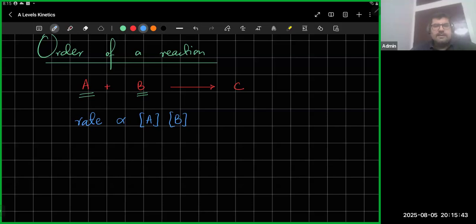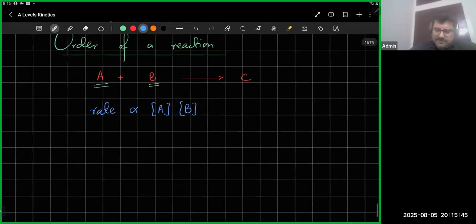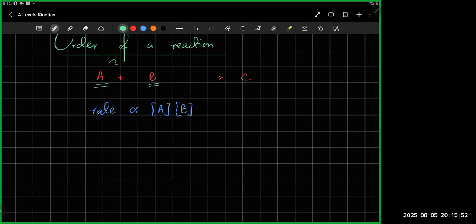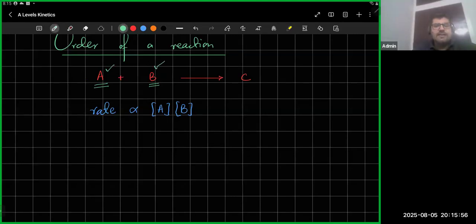Is this clear so far to everyone? Yes, sir. So the rate depends on A and B. If you increase A, the rate increases; if you increase B, the rate increases. So it depends on A and B. So this is kind of your rate equation.